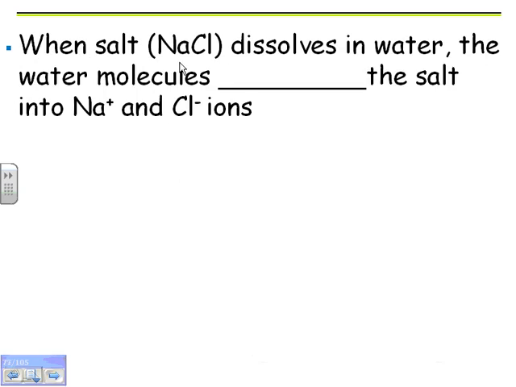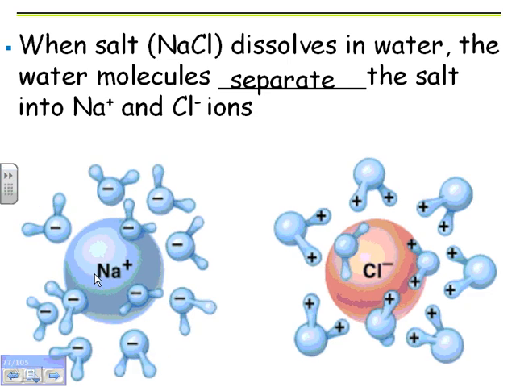When salt, which is sodium chloride, at least that's one type of salt, dissolves in water, the water molecules separate the salt into sodium and chloride ions. So I'm going to show you what that looks like. Here's a sodium ion, and that's not a partial positive charge, that's a full positive charge. So this ion is positively charged, and if you look at the water molecules, the negative side, the oxygen side, is the side that orients itself toward the sodium.